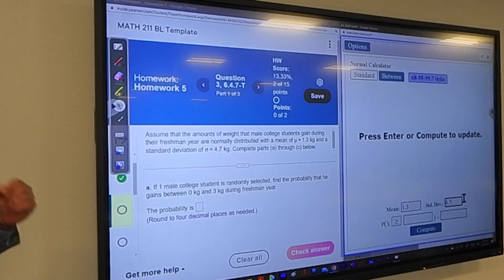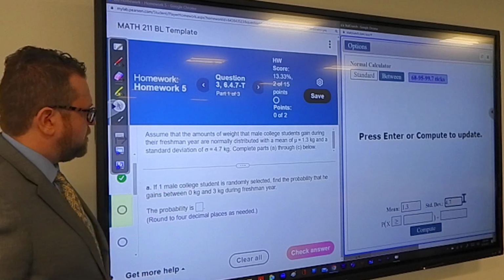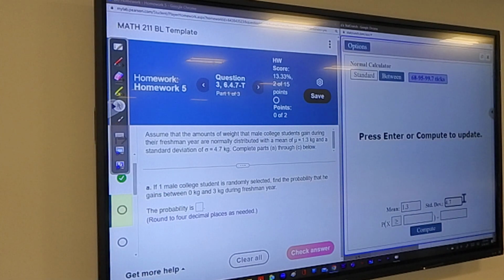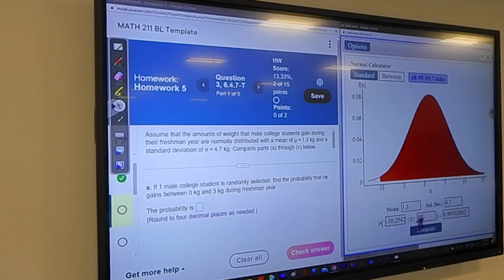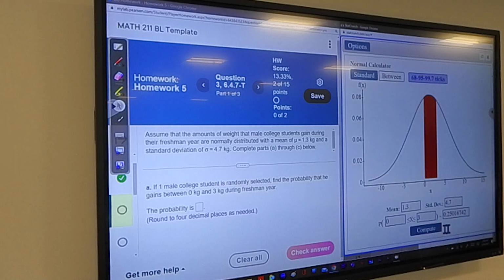All right. My sample size is 1. So it devolves all the way down into that previous thinking. And if we pick one of them at random, what's the probability that they gain between 0 and 3 kilograms? 0, 3, 25% chance.